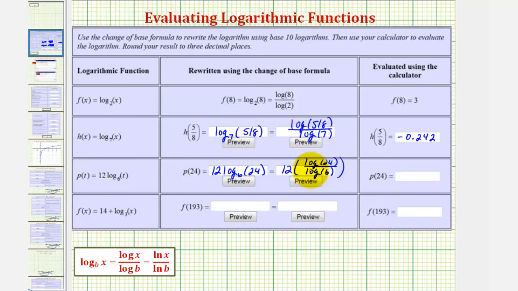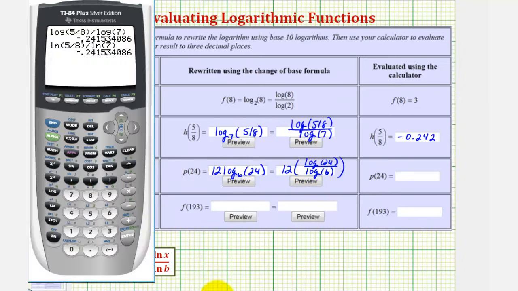Now we'll evaluate this on the calculator. So we'd have 12. Again, I'm going to put this whole fraction in parentheses. So open parenthesis, log 24 divided by log 6. Close parenthesis for the logarithm and close parenthesis for the fraction, and then enter. So p of 24 is approximately 21.284. Notice the 4 in the 4th decimal place indicates to round down.